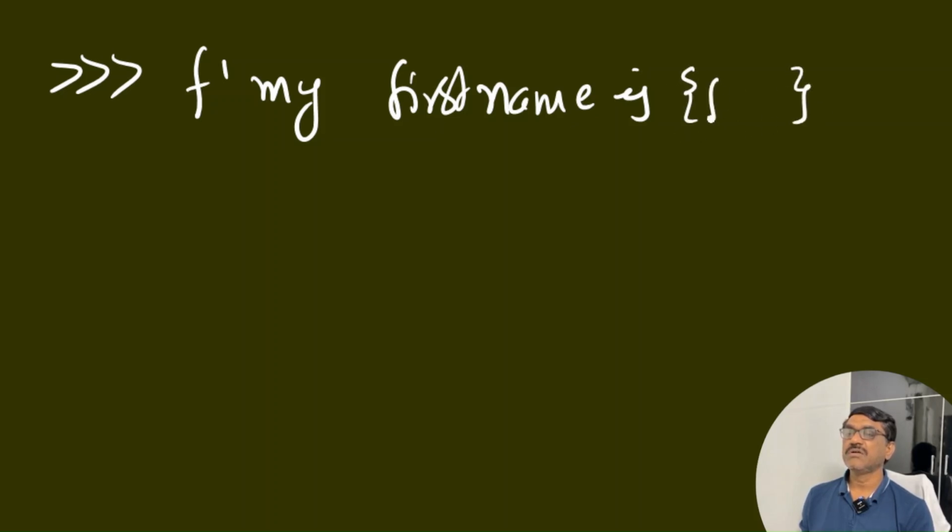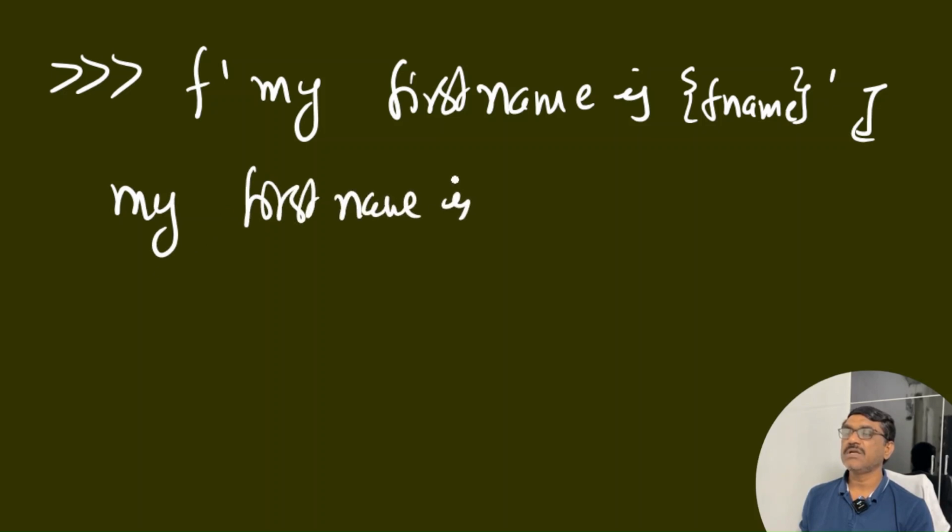Now, at this prompt, you write f, and you can write single quotes. In single quotes, I'm going to write my first name is, and after mentioning this predefined string, within curly braces you mention the variable I have given, f name, right? After that, you close the single quotes. That's all. When you press enter, the output you get is: my first name is Pulluri.